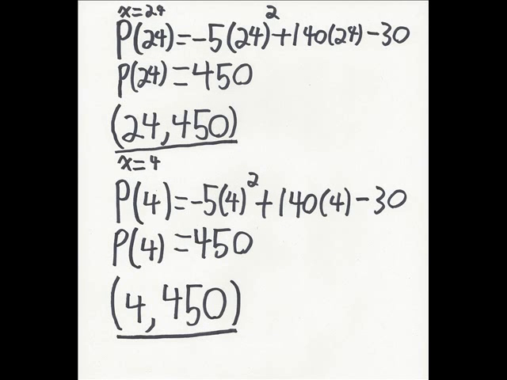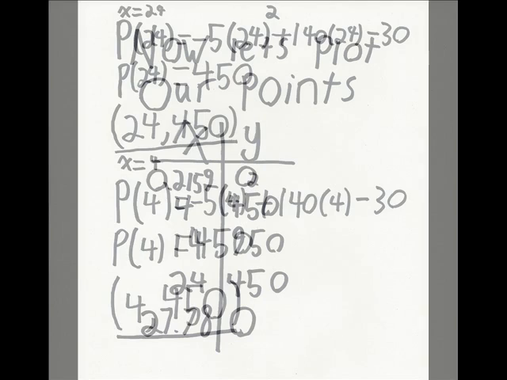Lastly, we're going to find our last 2 points. We're going to sub in x equals 24. So p of 24 is equal to 450. This gives you the point of 24 and 450. Then you use x of 4. So when you sub it into your equation, you get p of 4 is equal to 450. So it's 4 and 450. These points are symmetrical of each other.